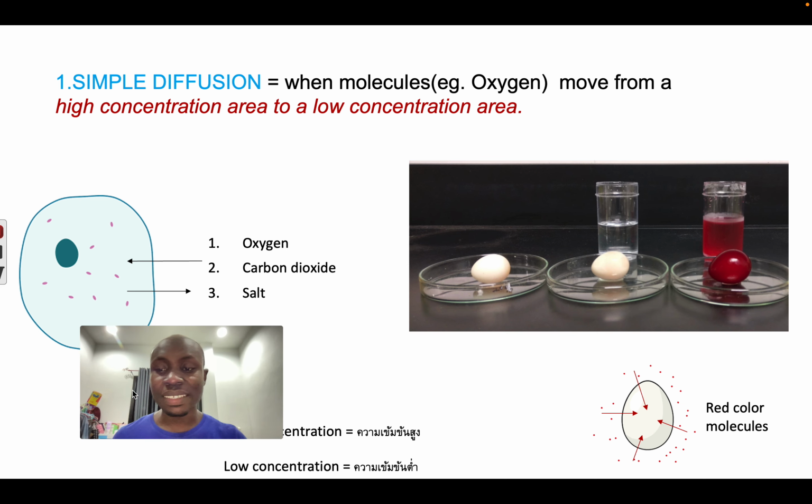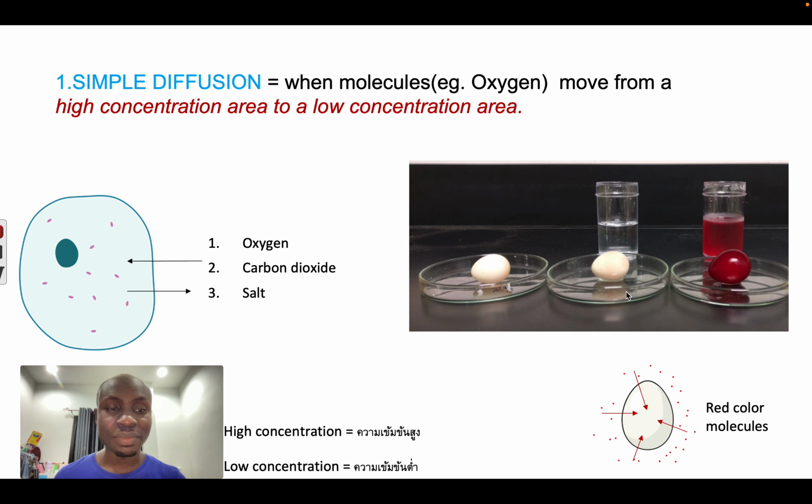Now let's look at this picture on the screen. If you put an egg inside a colored water, after some time, what will you see? So you can see that the egg has turned red. What happened? The color molecules in the water moved from the water into the egg, and the egg turned red. This is called simple diffusion.